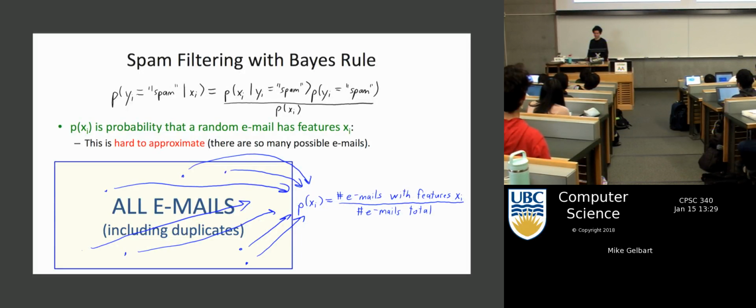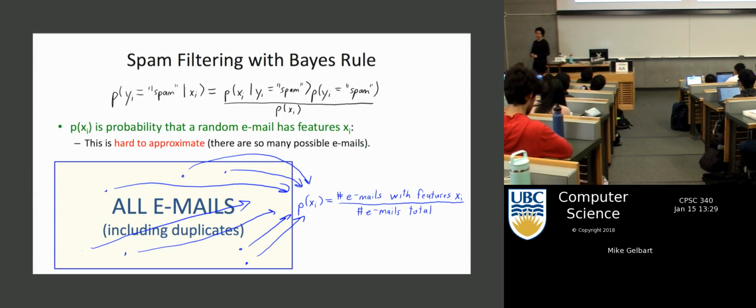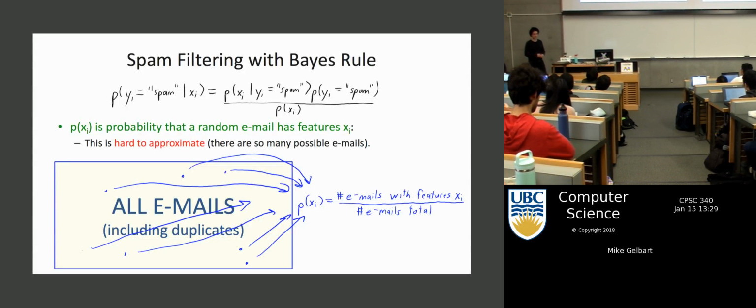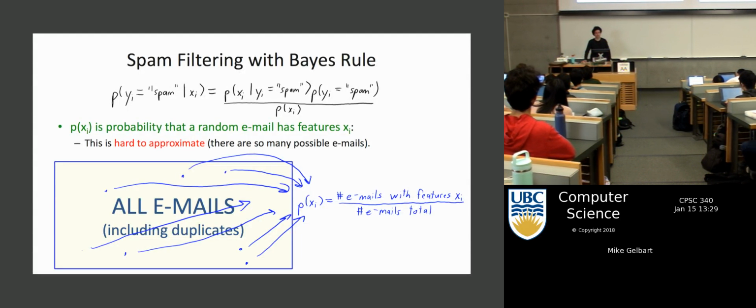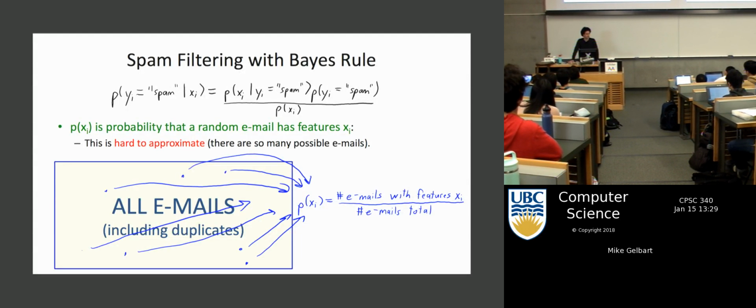And it's the overall or marginal probability that we see a particular email with a particular set of features. And it's very hard to approximate this thing because there are just so many possible emails. The number of emails in our world means 2 to the power of the size of our vocabulary, because for each word in our vocabulary, it could either be present or absent.